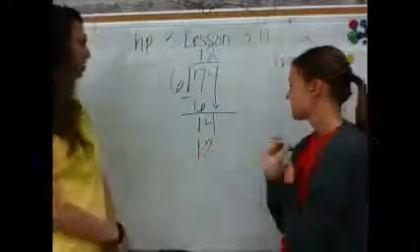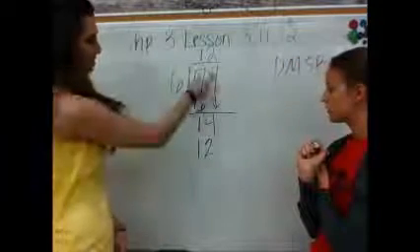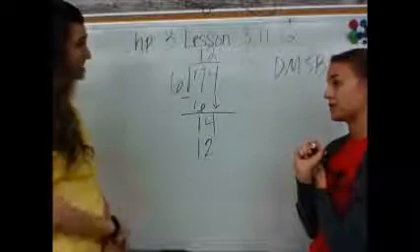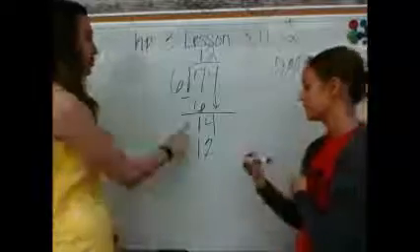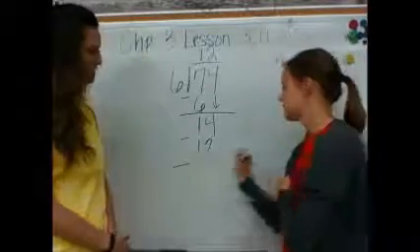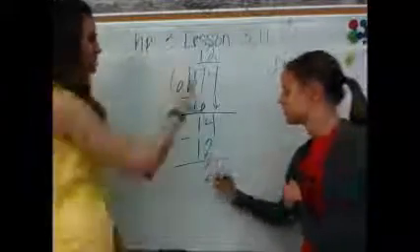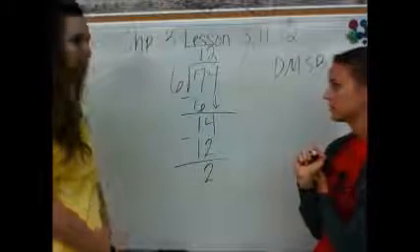Write that underneath. I love how you're keeping your lines so straight. That's really important. Good idea. Yeah, really, really important. And then 14 minus 12 is 2. And then I'm supposed to bring down, but I don't have anything to bring down.